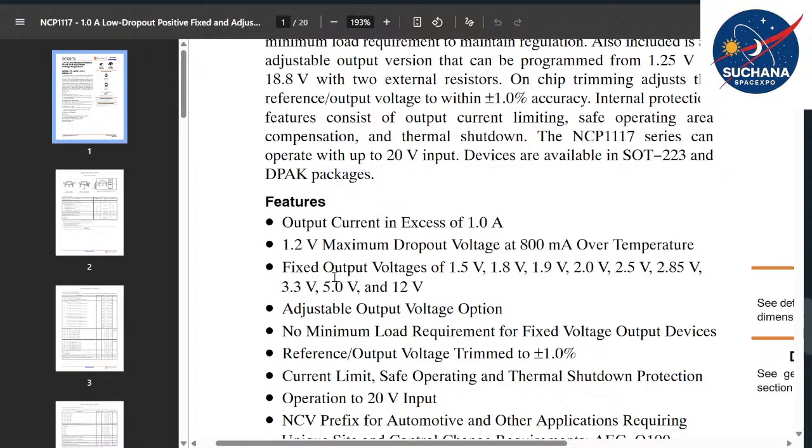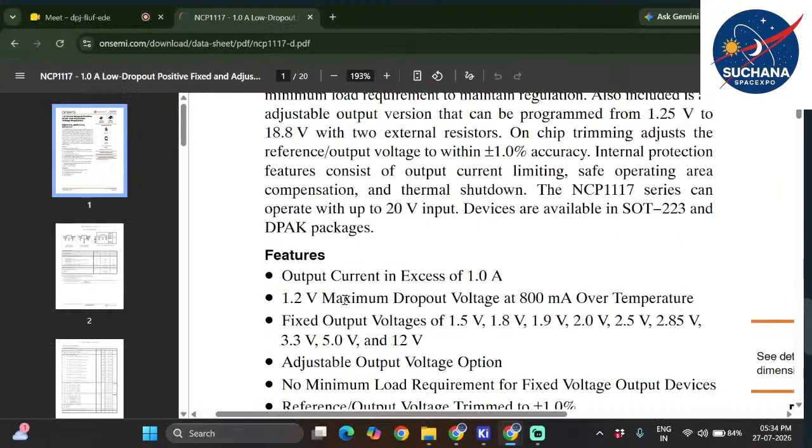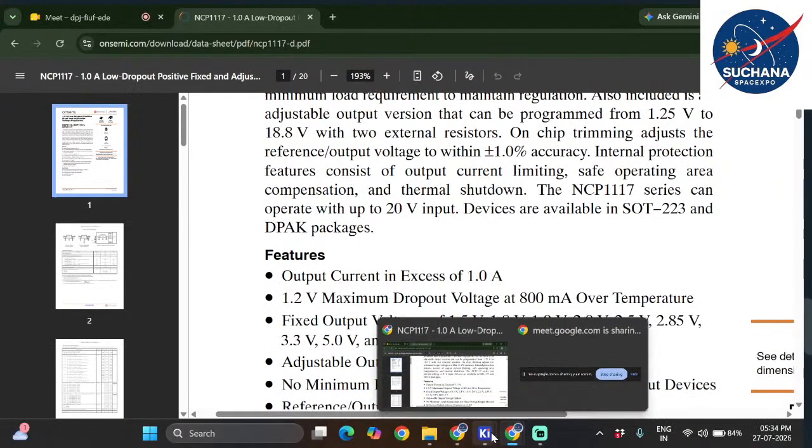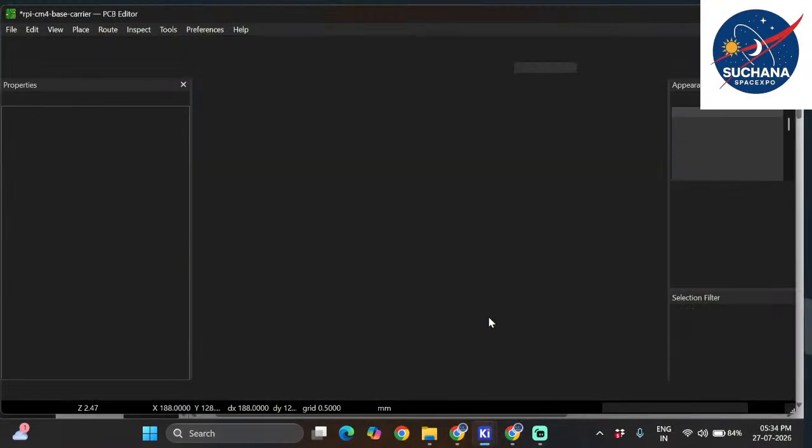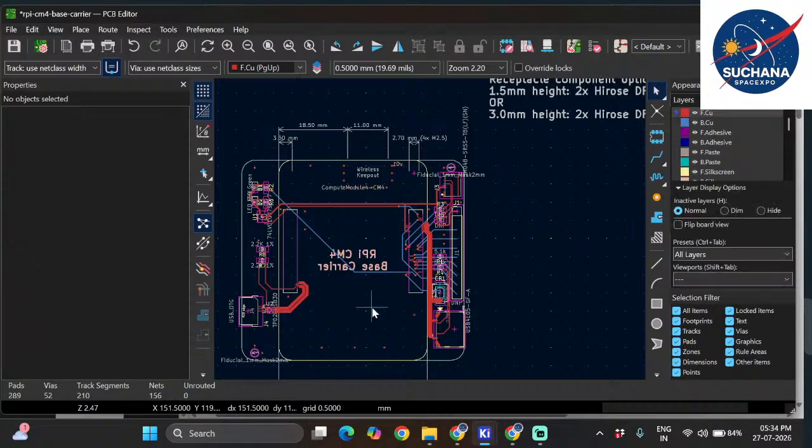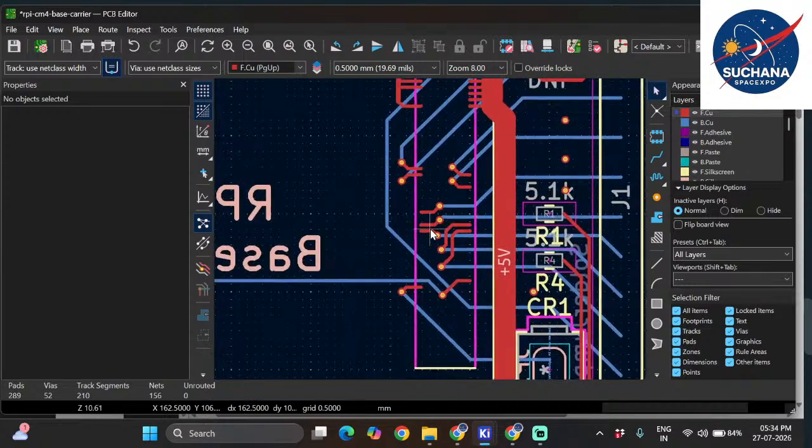But if you take Pi 0 2W, you do not find any kind of NCP 1117 IC. So they are using some other voltage regulator. So why am I telling all this? Because here I have a simple schematic where I try to clone a Raspberry Pi CM4 module.